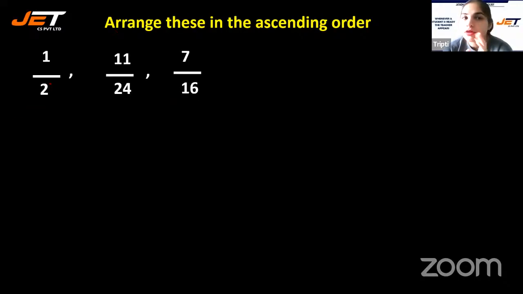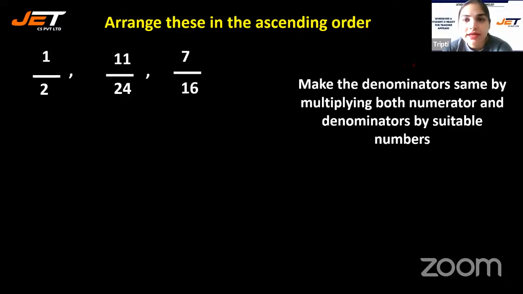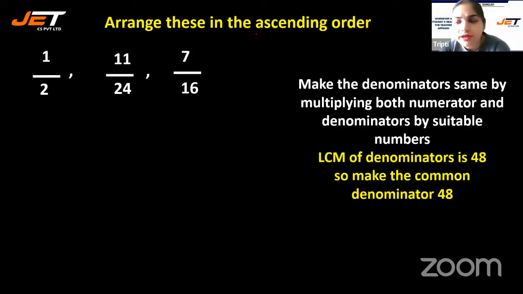And how can we make the denominators same? Make the denominators same by multiplying both numerators and denominators by suitable numbers. Now we need to find the LCM of the denominators 2, 24, 16, so that we can have a common denominator. So LCM of denominators 2, 24 and 16 is 48. We have got 48 as the denominator.